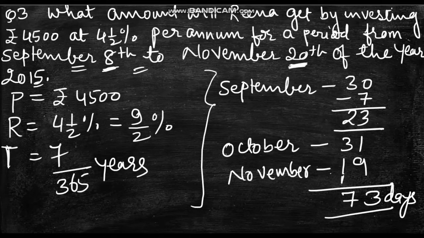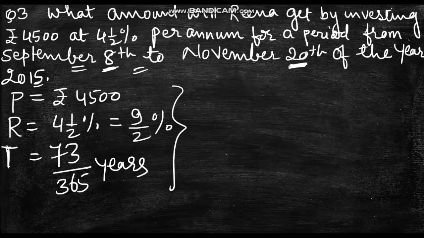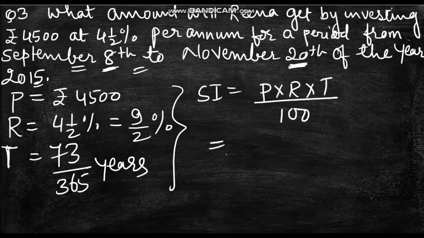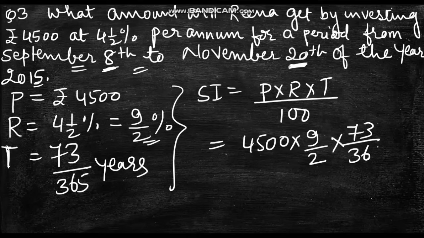So time will be 73 by 365 years. Now we shall calculate the simple interest and then we shall add it to the principal to get the amount. Now let's calculate simple interest. So simple interest SI will be equal to P into R into T by 100. Now what is your principal amount? 4500. Rate is 9 by 2. See here, you have already taken out 9 by 2 and time is 73 by 365 years divided by 100.